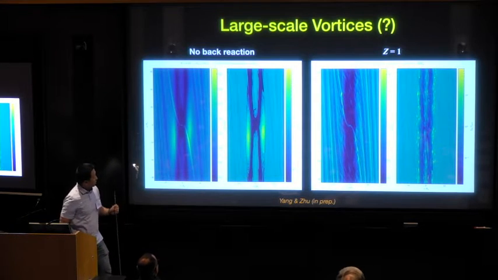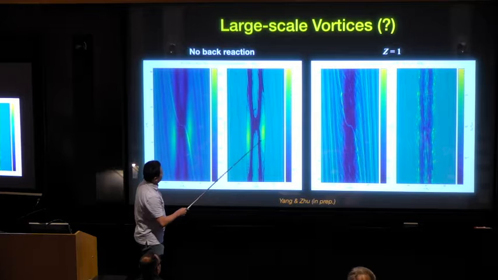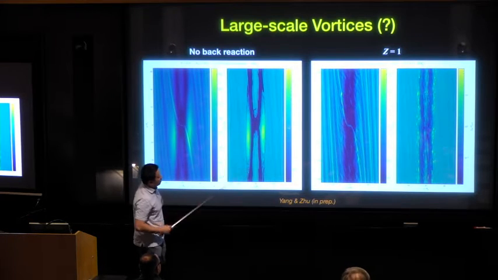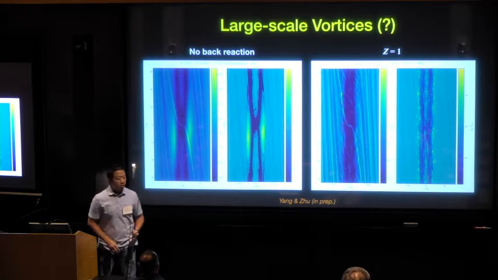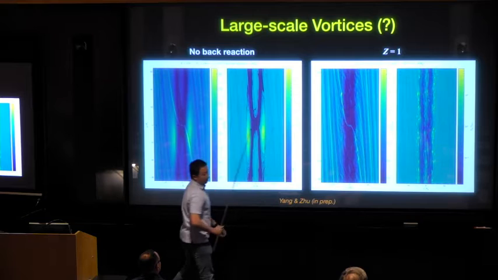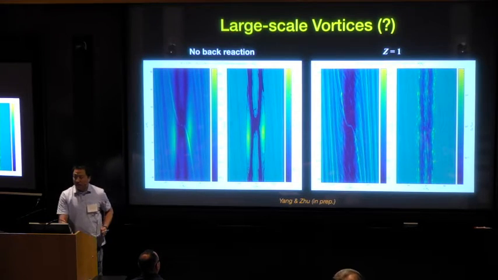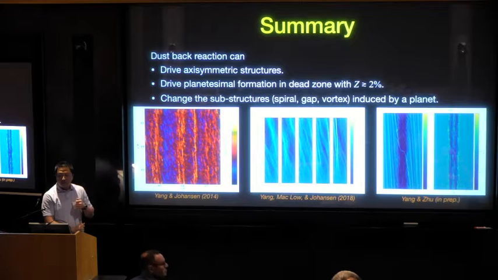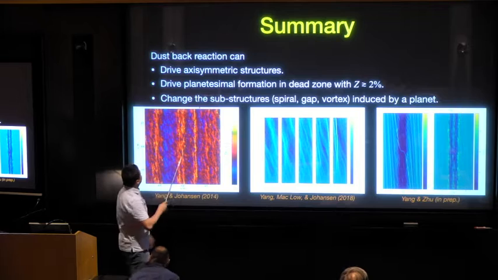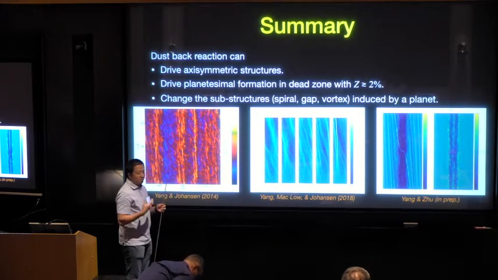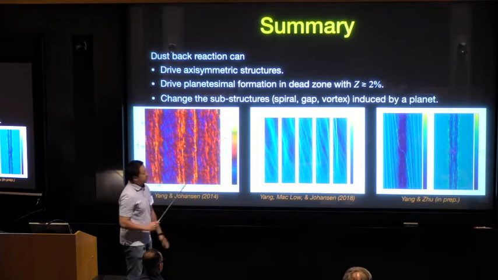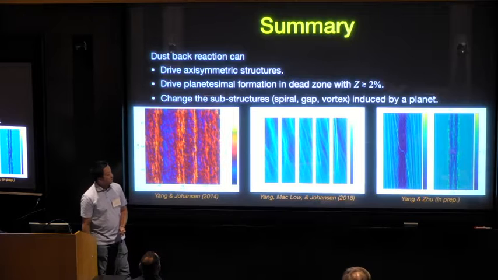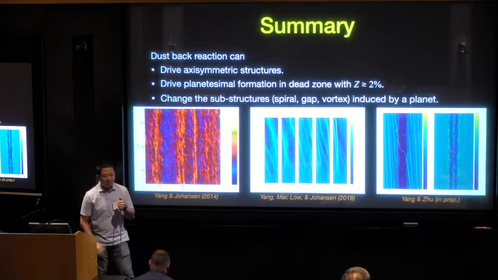And how about vortices? With large enough mass, you generate vortices and particle concentration, but with back reactions, they are all gone. No vortices at all, in both the gas and the particles. So this is all I want to say. I think dust back reaction is still very complex and can change a lot of things. It can drive asymmetric structure, drive planetesimal formation even in the dead zone, and change the substructures observers see in planet interaction. So that's all I want to say. Thank you.